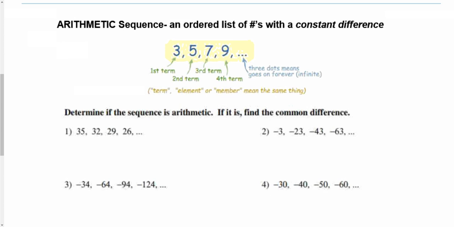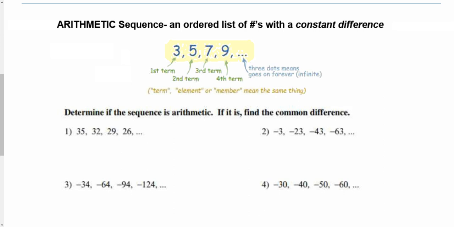This next entire chapter is on lists of numbers. That's all sequences mean. A sequence is a list. We're going to be doing a few things with these lists. We're going to have to find a specific number in the list. We're going to have to add up to a specific number in the list. And there's two different types of lists that we're going to be talking about.